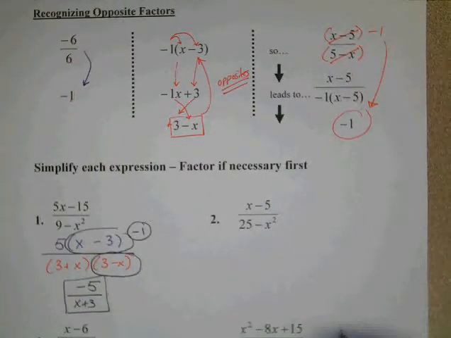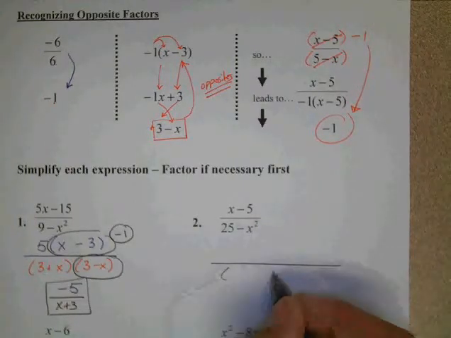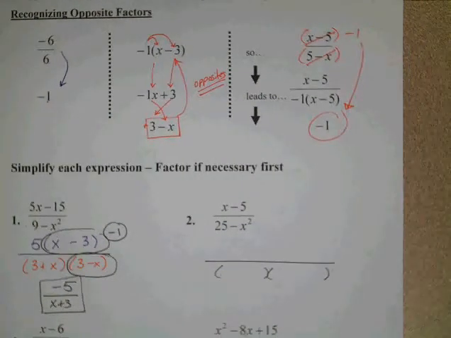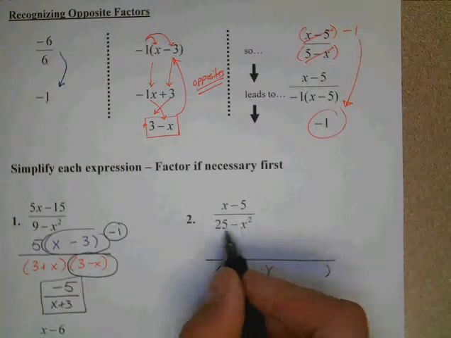Okay? Let's look at number 2. The denominator is the only thing that factors here, so we're going to factor the bottom. Okay? Josh Dutton, what's the bottom going to factor to? 25 minus x squared. That's just like 9 minus x squared.